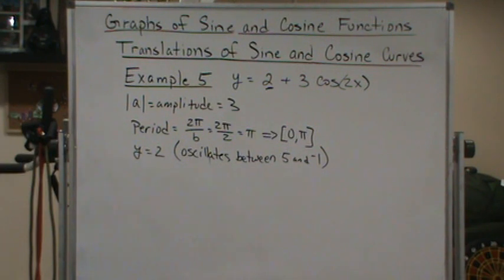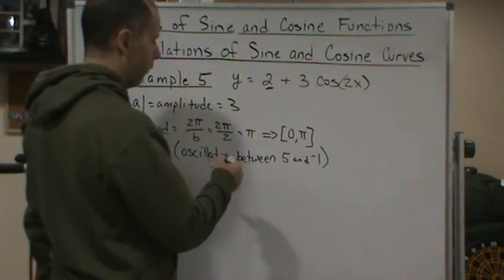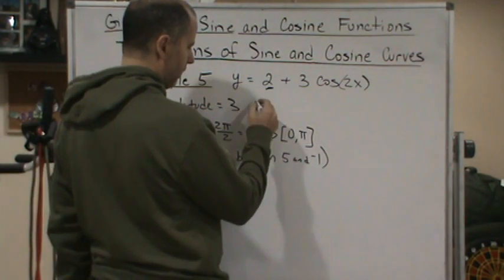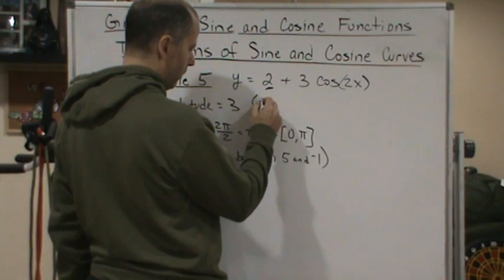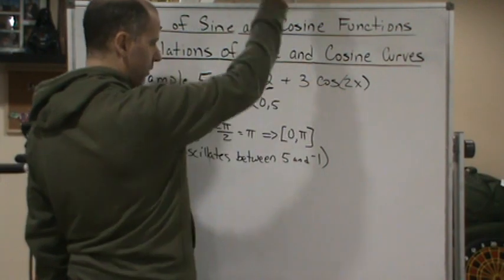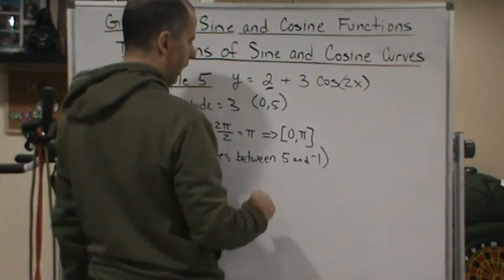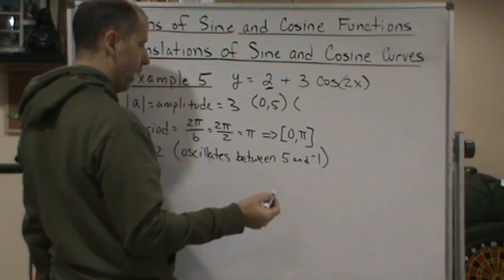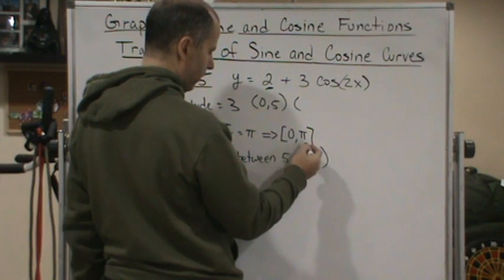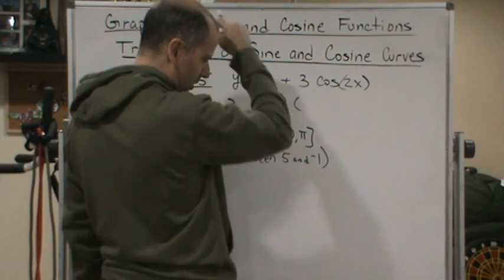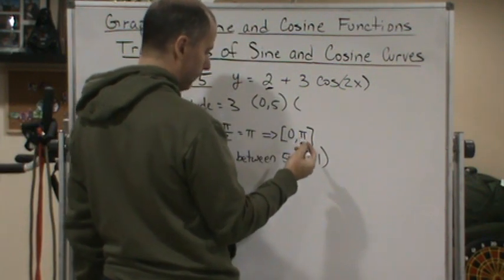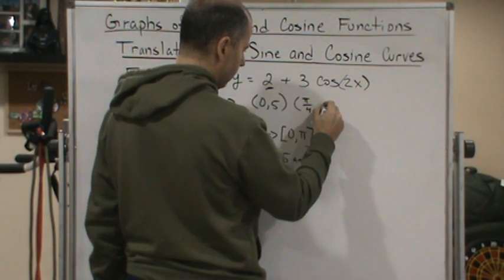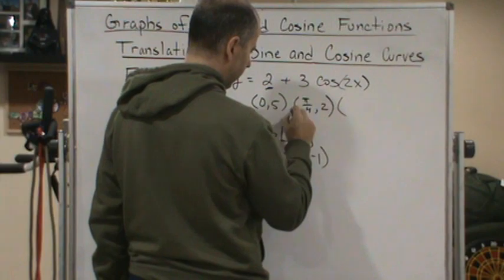So now let's figure out our 4 points, or well 5, but we're going to go out 4. We're going to start at 0. In this case, it's going to be 0, 5 because cosine already starts at the top. Then it's going to go down to the axis, which in this case is y equals 2. So we're going to divide by 4. The next one is pi over 4, comma 2.